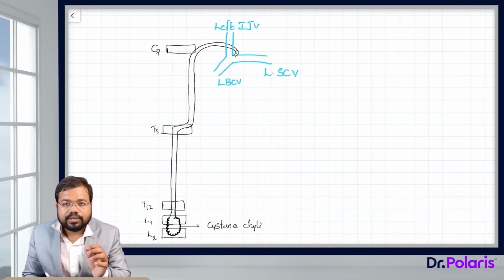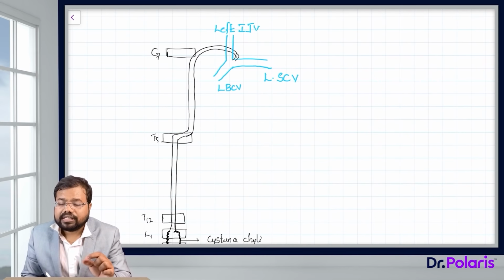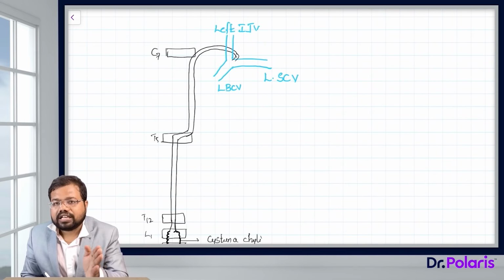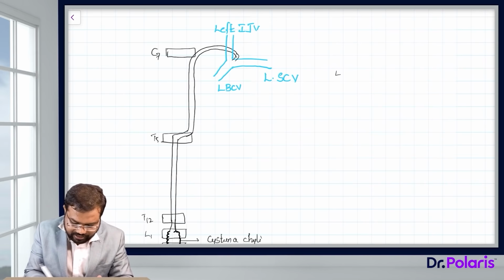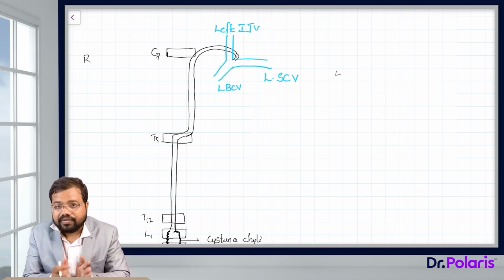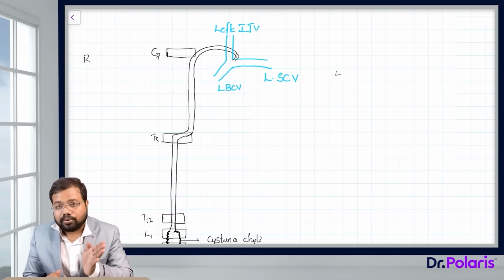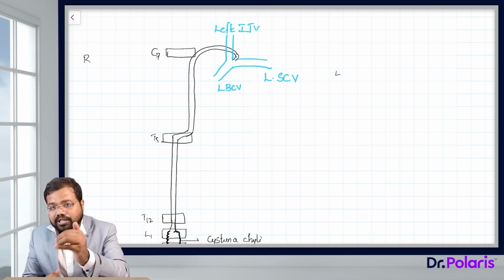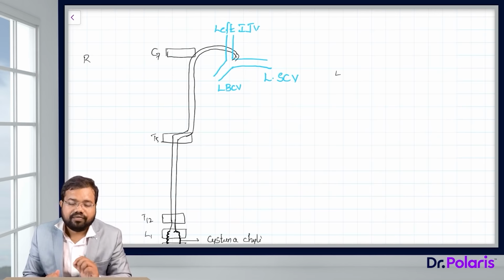Right? So the origin point is at the level of the lower border of T12 and it extends into the thoracic cavity up to T5, where it is slightly deviated towards the left side. So let's imagine this is the left side and this is the right side. Slightly deviated to the left side, but still present in front of the vertebral column only, and goes up to the level of C7, where it forms an arch and then drains into the junction of the left internal jugular vein and the left subclavian vein.